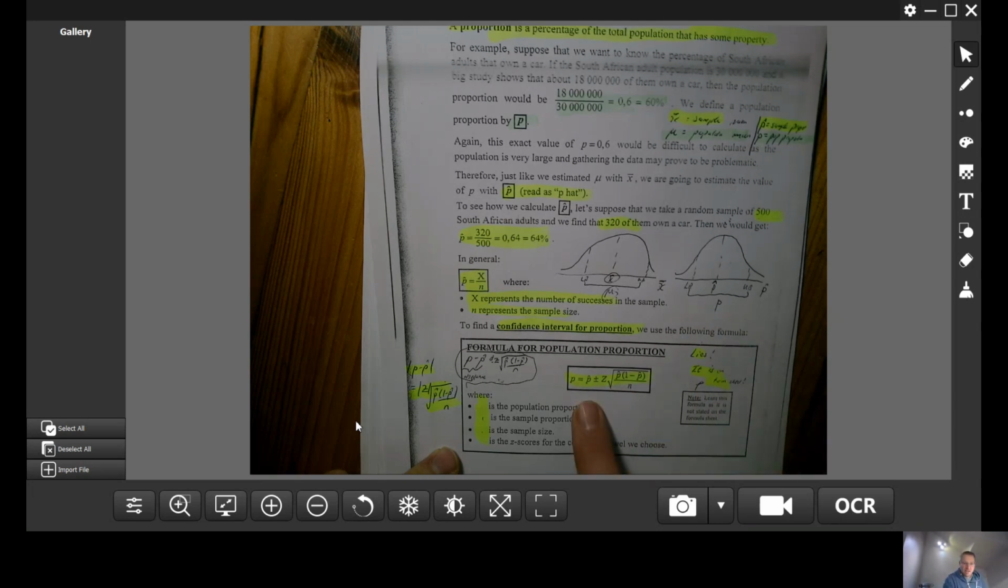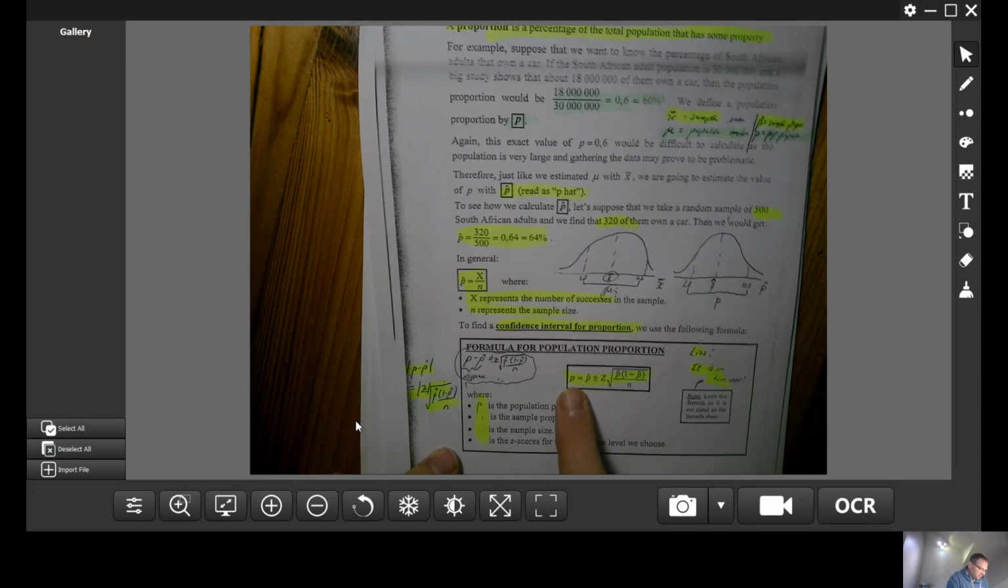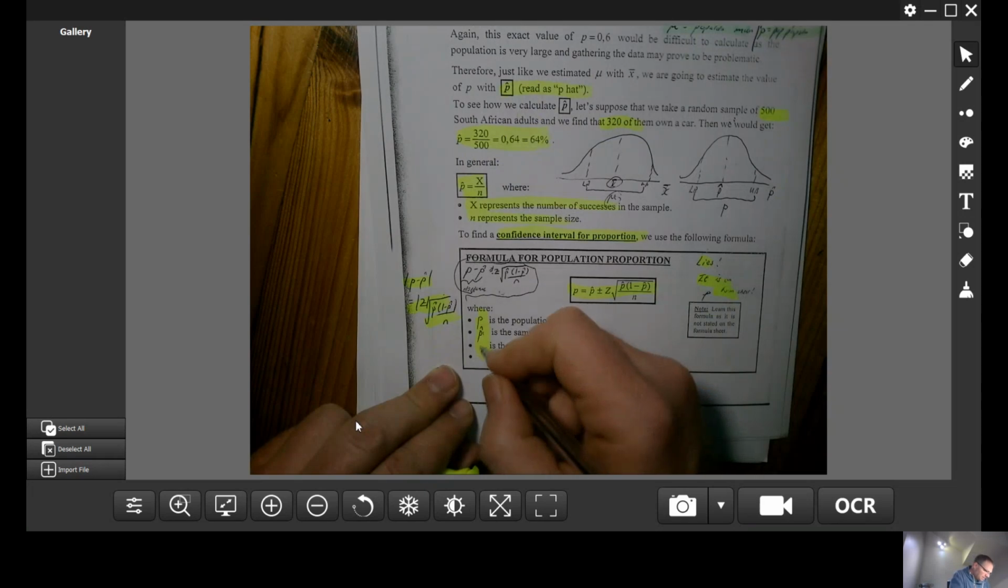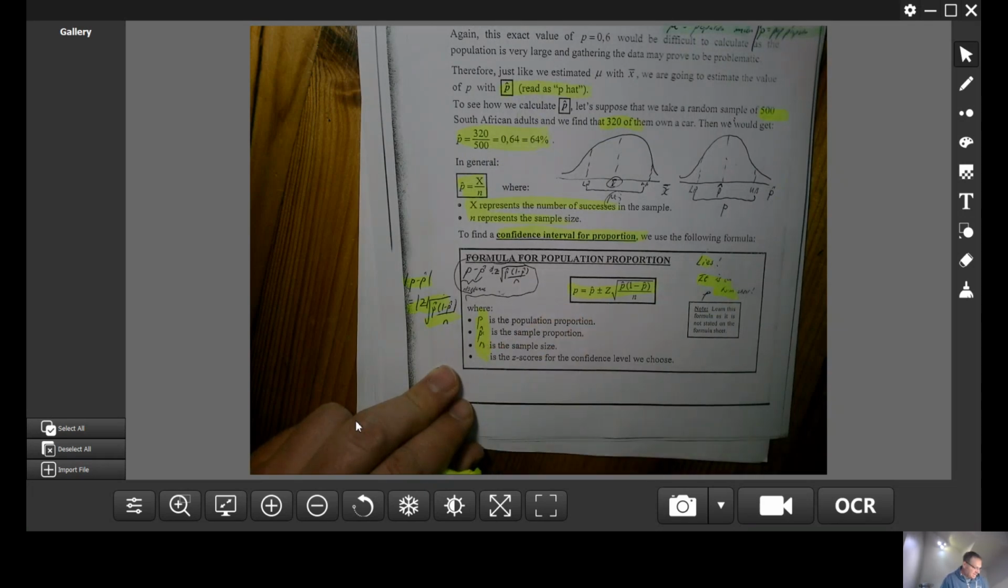And the formula is over here. P is equal to P hat plus or minus Z, where Z is the z-score for your confidence interval, times the square root of P hat times 1 minus P hat, over n. In this formula, the population proportion is P, and those are the boundaries for the population proportion. The sample proportion is P hat. The sample size is n. And Z is the z-score for the confidence interval.